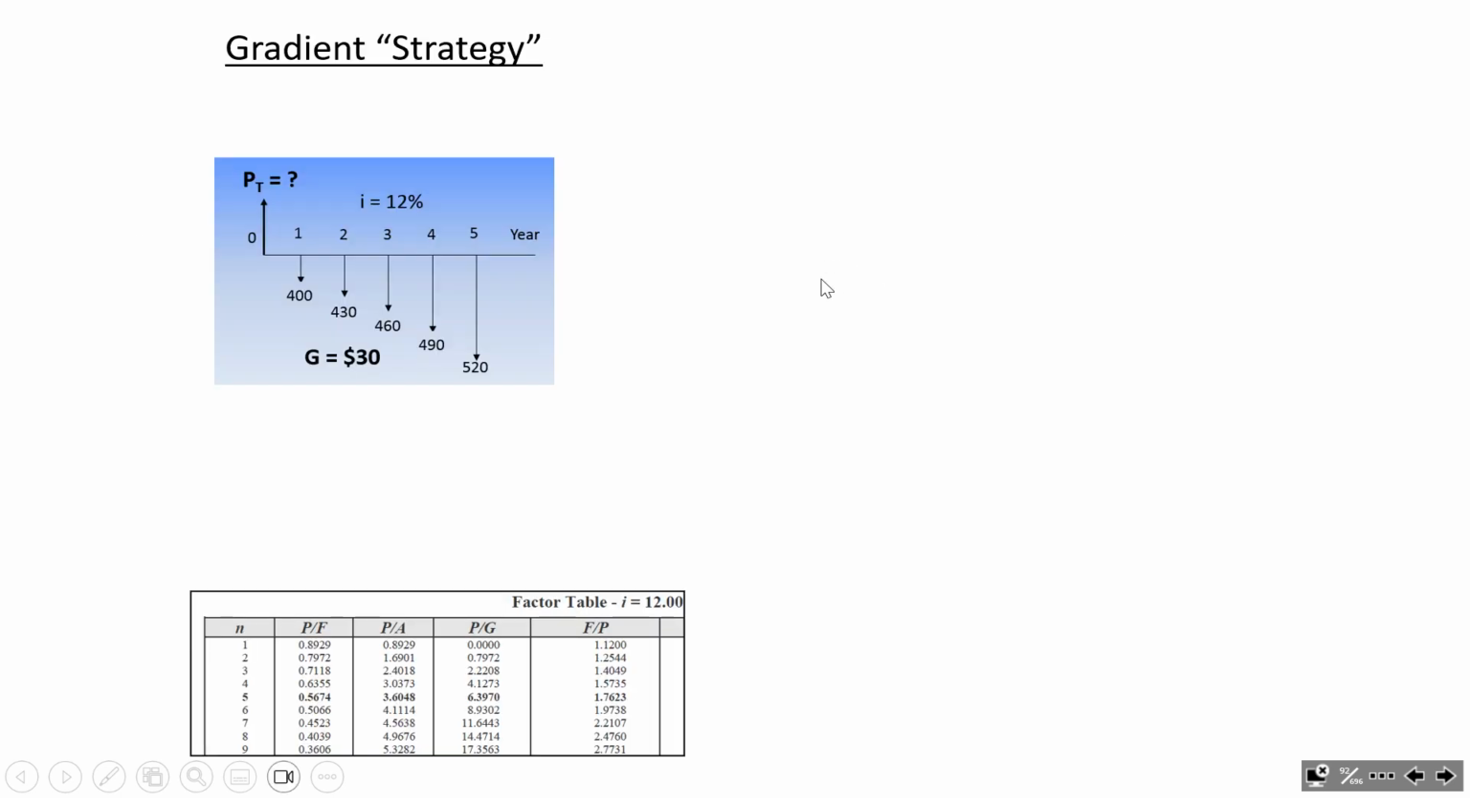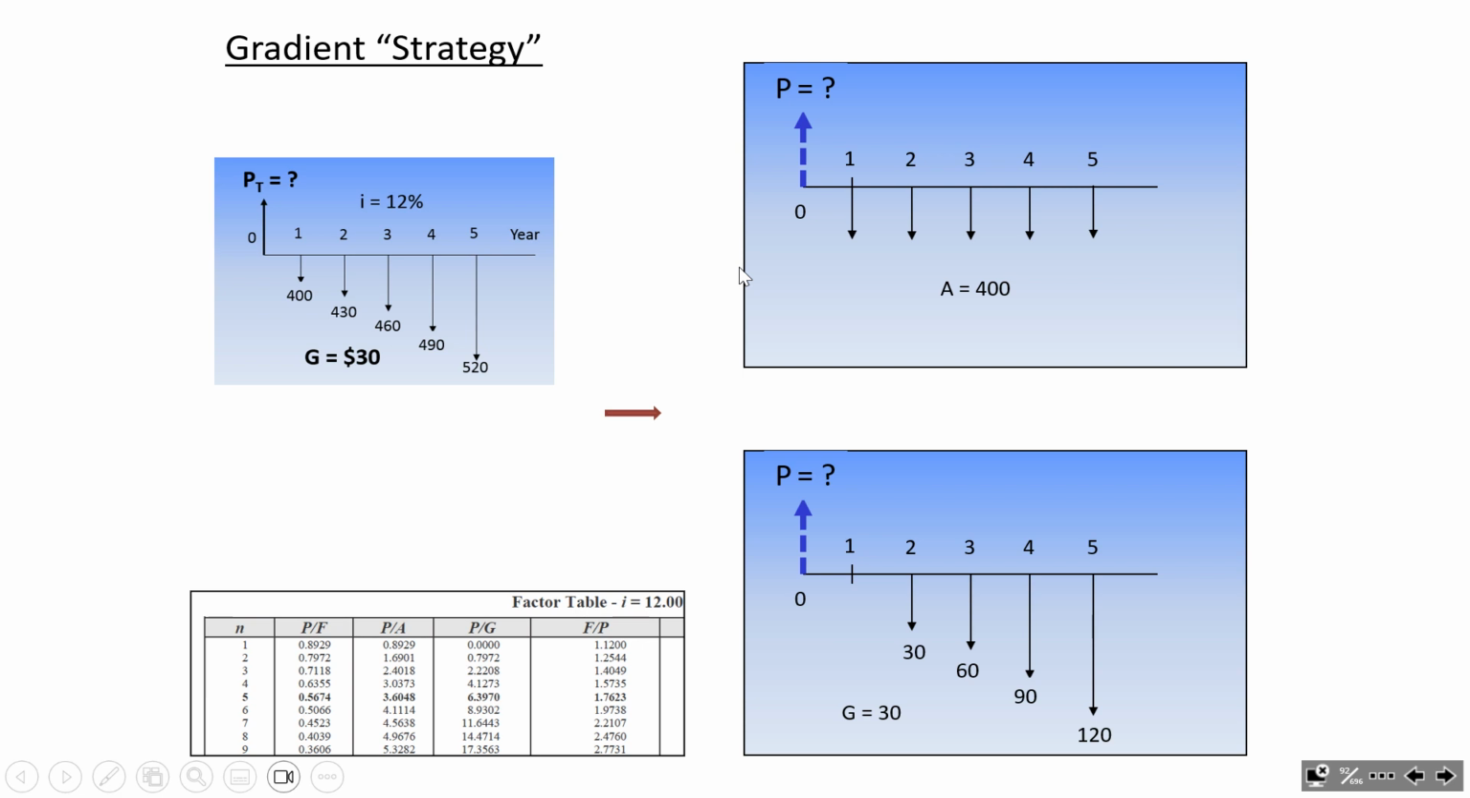Let's just review, since it was a long weekend, what we saw with gradients on Friday last week. Remember, a gradient is something where the amount is increasing or decreasing by a constant value each year. Here's a gradient where we thought in terms of a strategy, because this cash flow diagram had both an annual series and a gradient in the same cash flow diagram. So we found the present value of the annual series component, then found the present value of the gradient and combined them together.